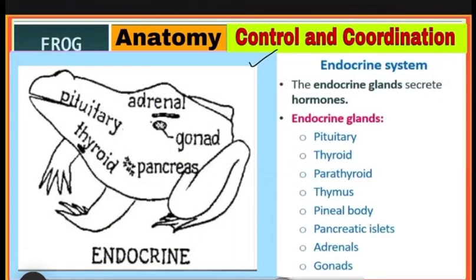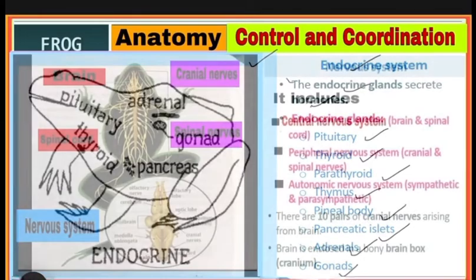Control and coordination in frog. First, see the endocrine system in frog, which includes endocrine glands, and these endocrine glands secrete hormones. These glands are ductless glands and they pour their secretion directly into the blood. Various endocrine glands present in frog are pituitary, thyroid, parathyroid, thymus, pineal body, pancreatic islets, adrenals and gonads.